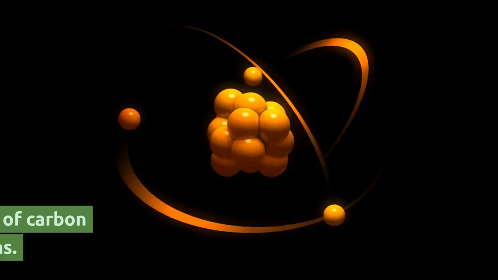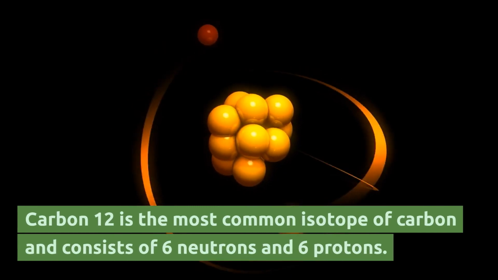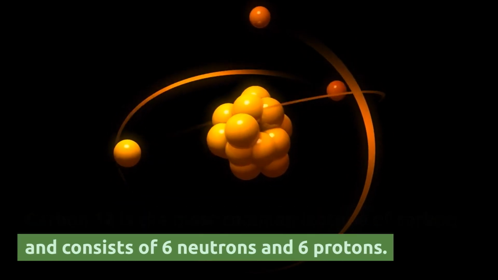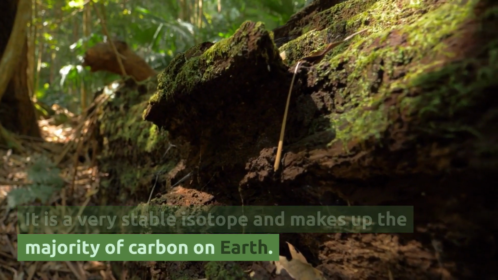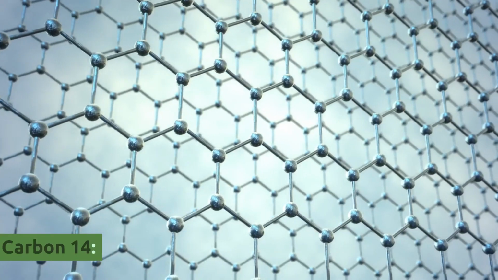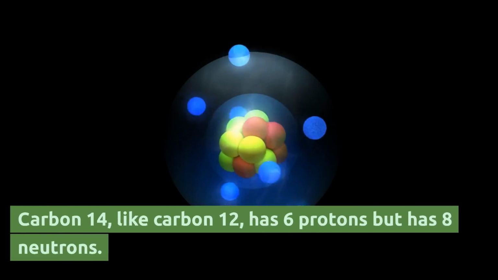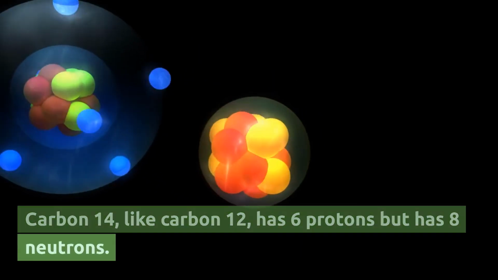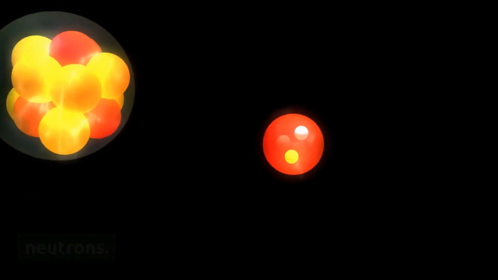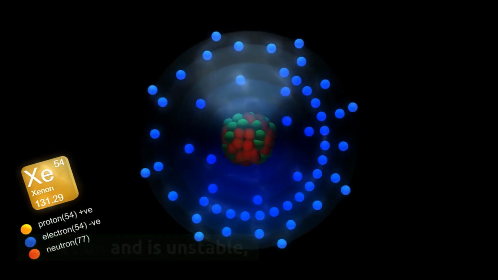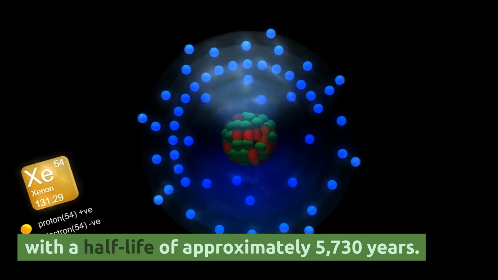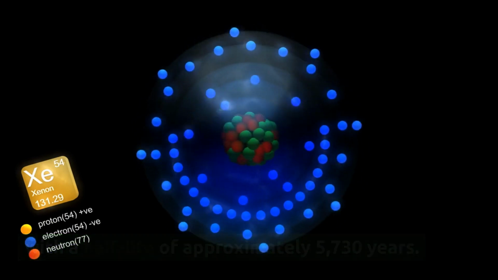Carbon-12. Carbon-12 is the most common isotope of carbon and consists of 6 neutrons and 6 protons. It is a very stable isotope and makes up the majority of carbon on Earth. Carbon-14. Carbon-14, like carbon-12, has 6 protons but has 8 neutrons. It is a radioactive isotope, meaning it emits radiation and is unstable, with a half-life of approximately 5,730 years.